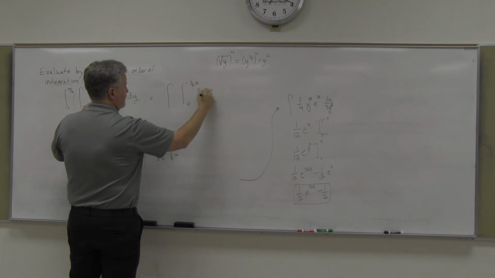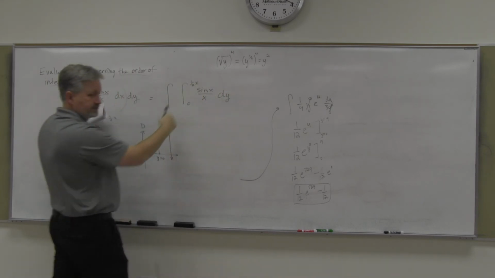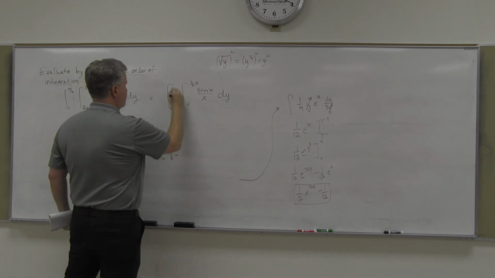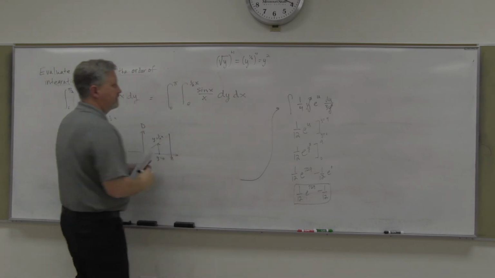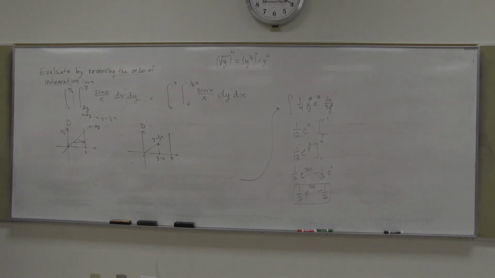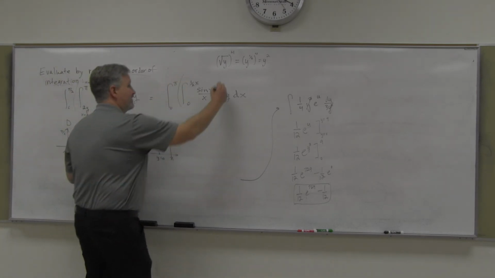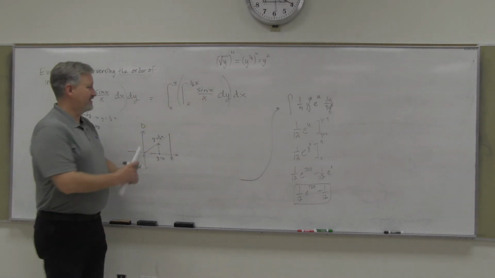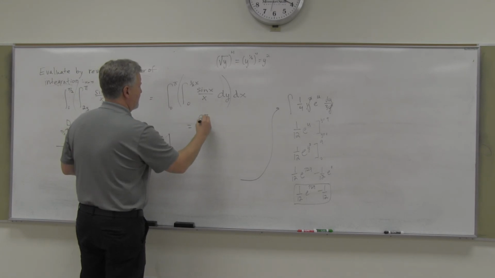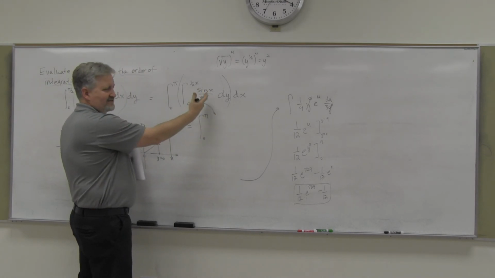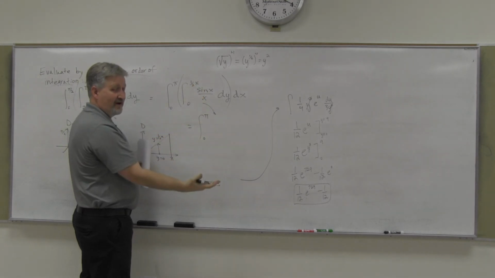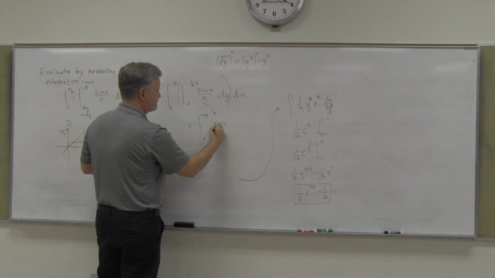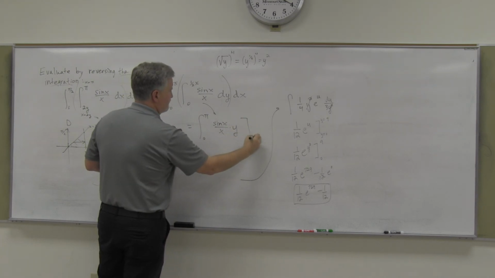Still sine of x over x, but now I'm doing the y's first, and then the x's just run from 0 to pi. We'll do those second. But you see that now allows me to at least start it. I can do this integral with respect to y, because sine of x over x is just a constant. So the antiderivative is sine of x over x times y, and then do that from 0 to 1/2 x.